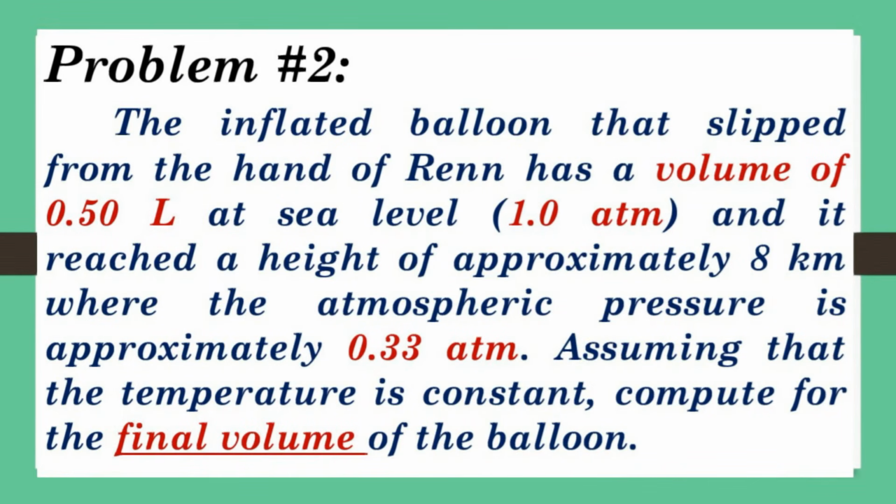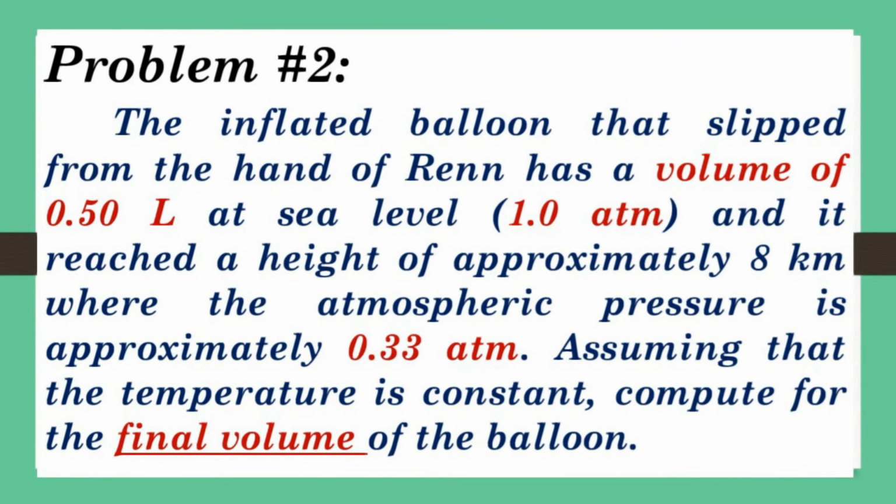We have problem number 2. The inflated balloon that is slipped from the hand of Ren has a volume of 0.50 liter at sea level, 1.0 atmosphere, and it reached a height of approximately 8 kilometers, where the atmospheric pressure is approximately 0.33 atmosphere. Assuming that the temperature is constant, compute for the final volume of the balloon.